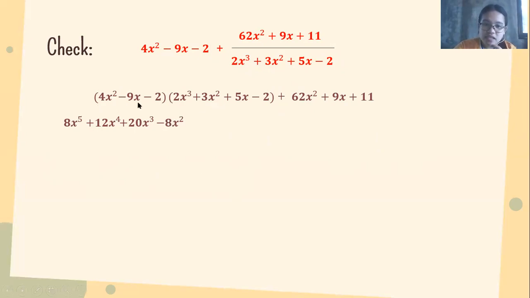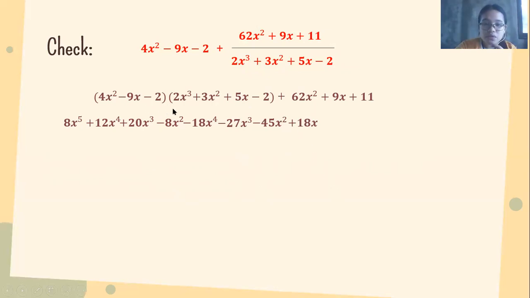Negative 9x times 2x cubed, we have negative 18x raised to 4. Negative 9x times positive 3x squared, we have negative 27x cubed. Negative 9x times positive 5x, we have negative 45x squared. Negative 9x times negative 2 is equal to positive 18x.